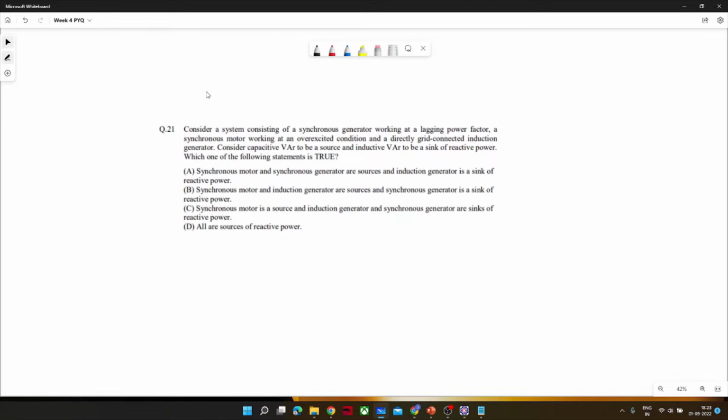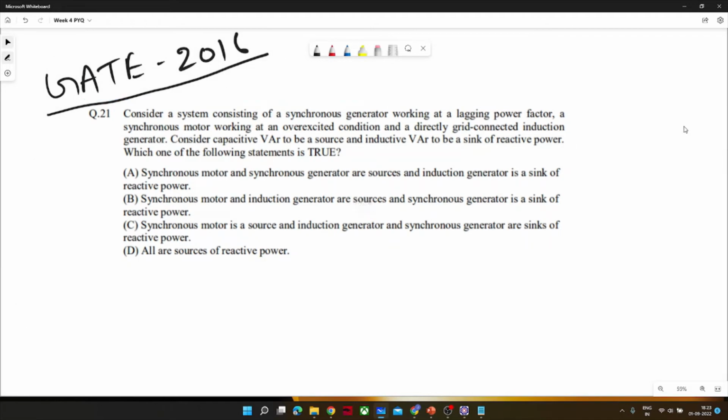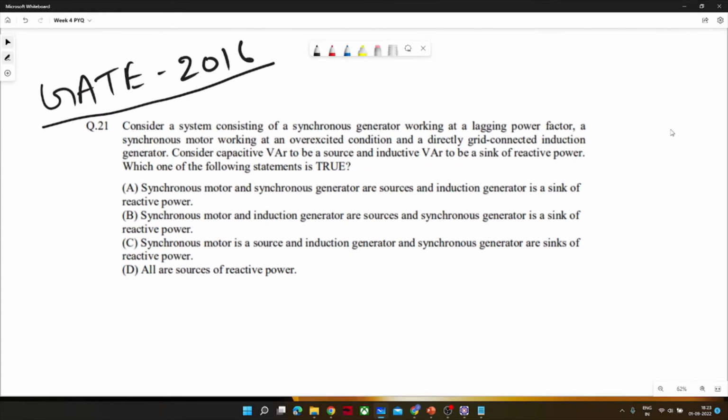This problem appeared in GATE 16. If you are not able to see, just tell me in the comment section. So I hope you are able to see the problem. So in the problem, although it was for 1 mark only, it is asked: consider a system consisting of a synchronous generator working at a lagging power factor.